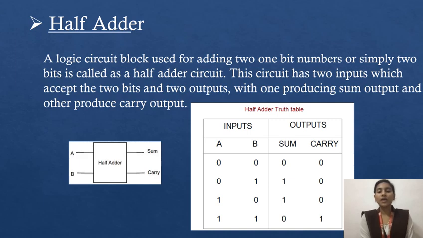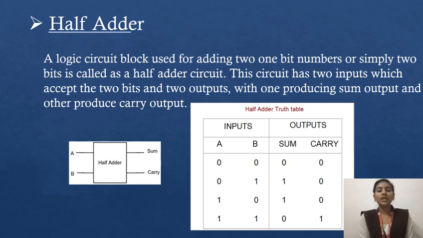Then 0 plus 1, we get 1. The sum is 1, which is a 1-bit number, so it doesn't have any carry. So sum is 1, carry 0. If we take 1 0, by adding it we get the value 1. It doesn't contain any carry, so sum is 1 and carry is 0.